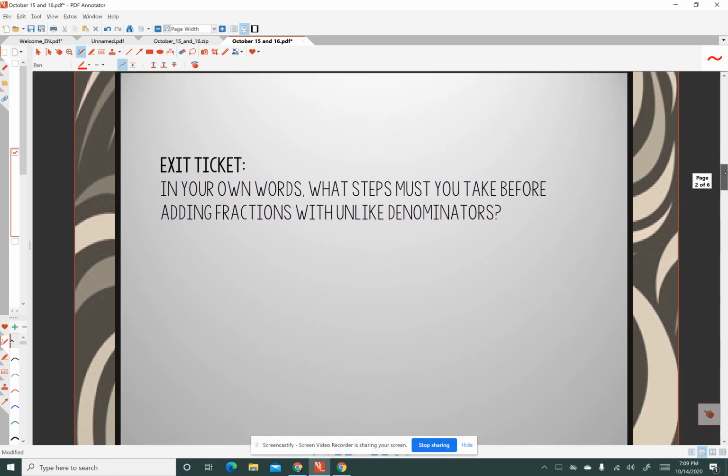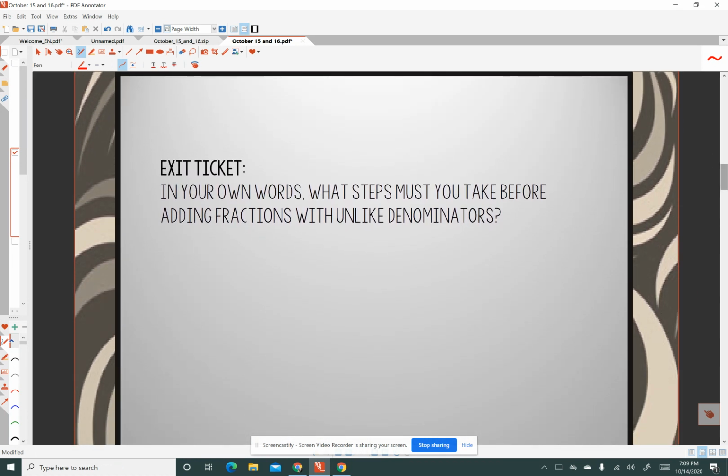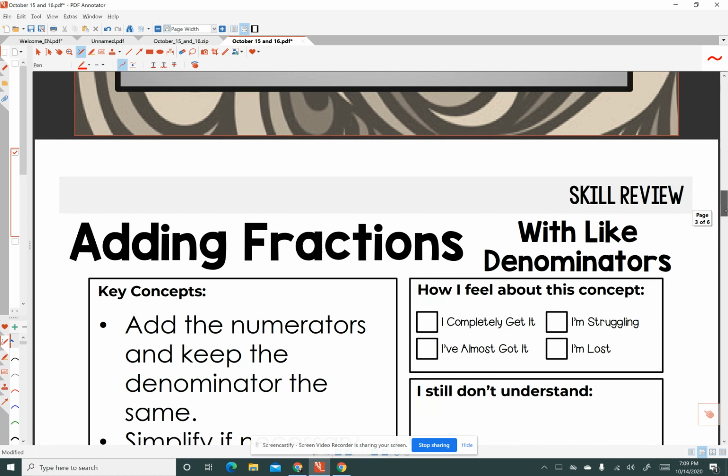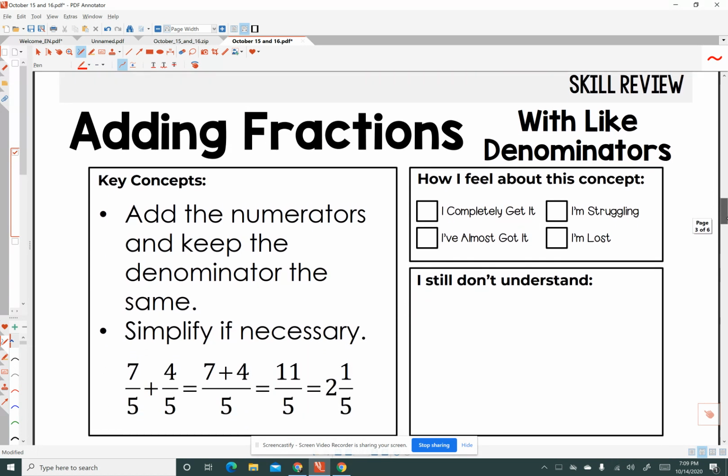Well, hopefully you responded to that prompt. And we also have an exit ticket today, so pay attention to this when we do our lesson. The exit ticket asks, in your own words, what steps must you take before adding fractions with unlike denominators? So let's move on with our lesson.